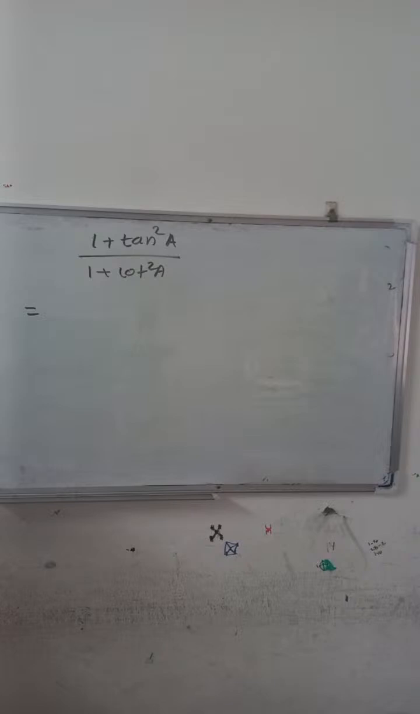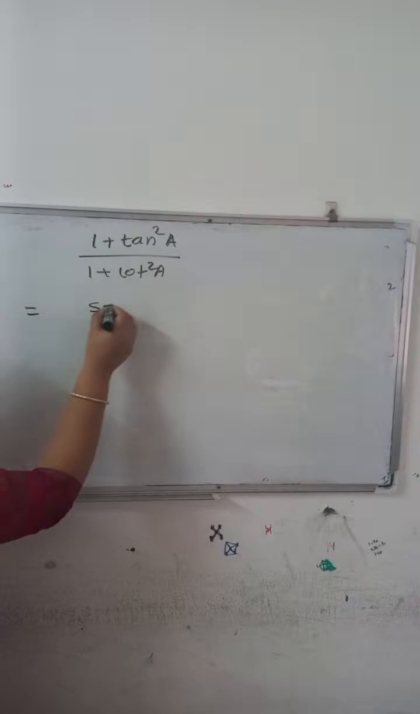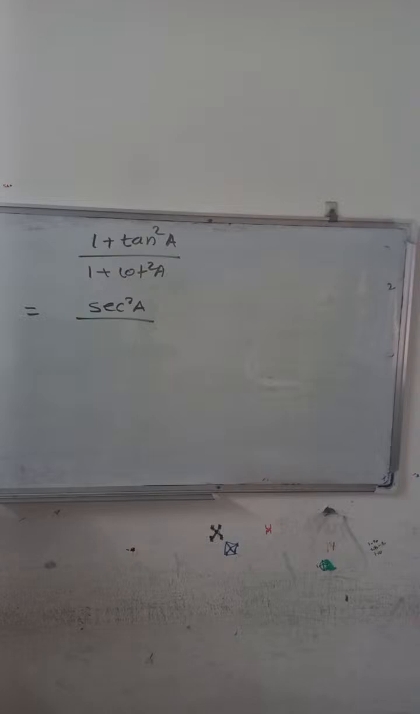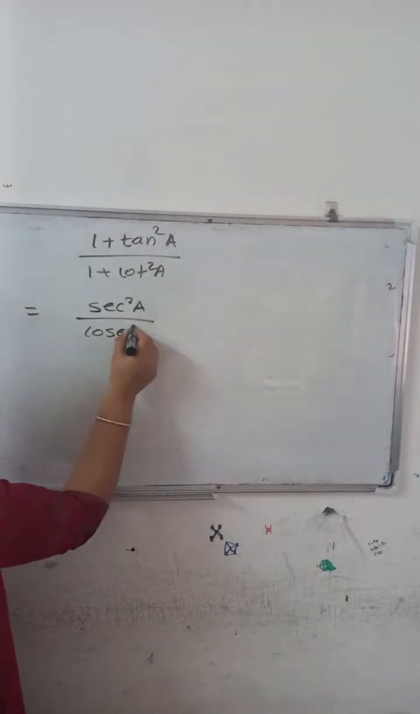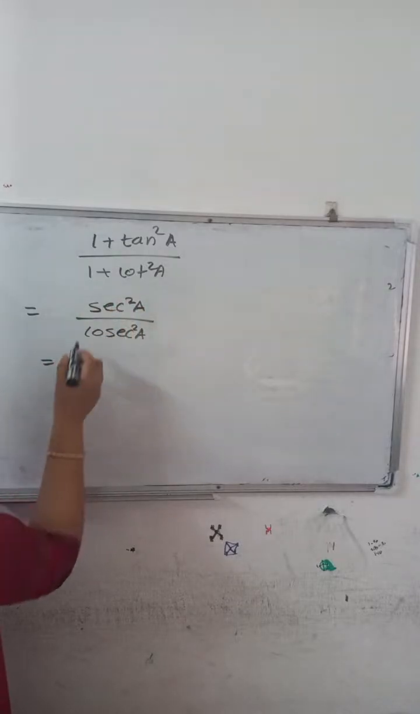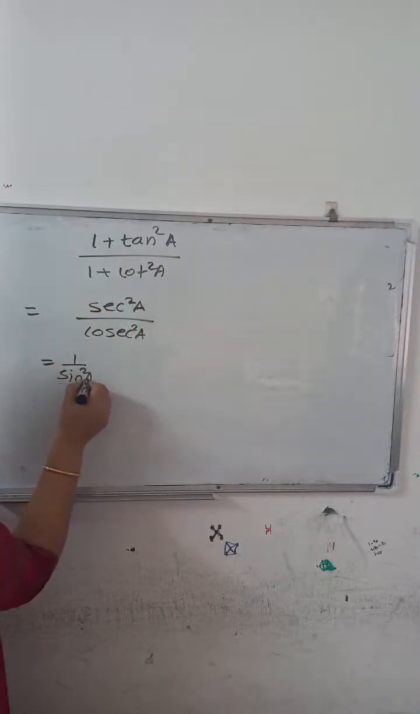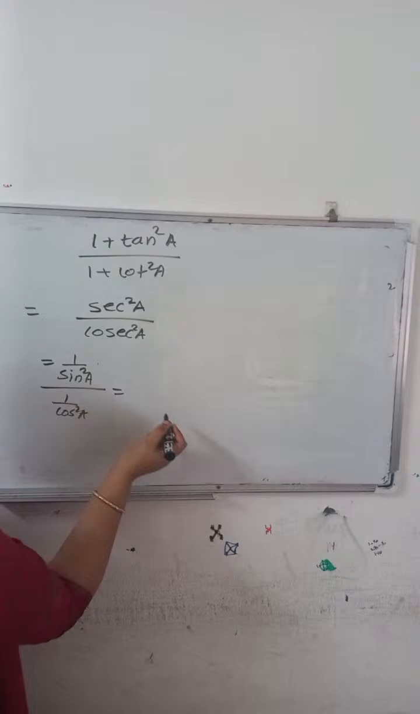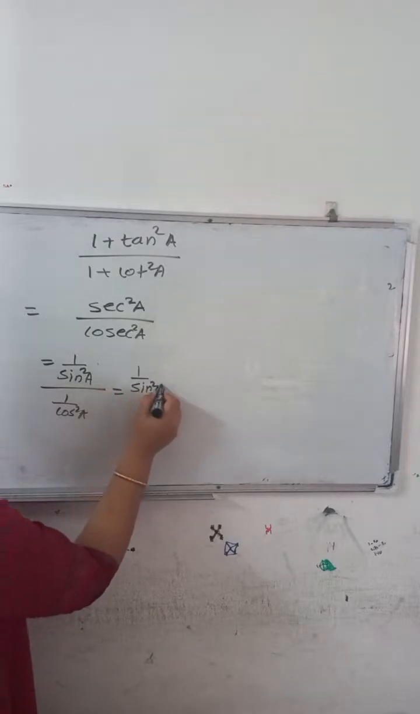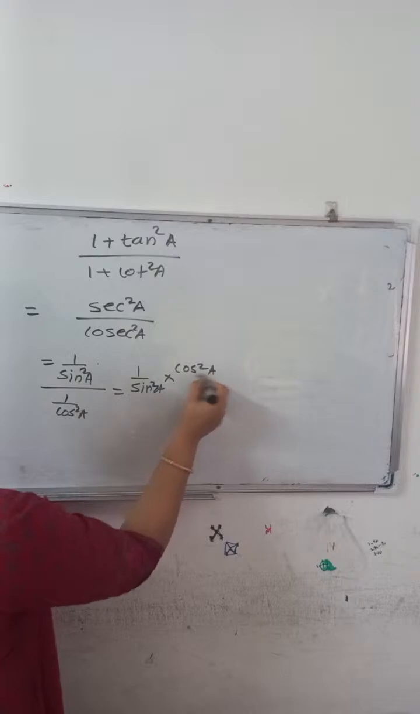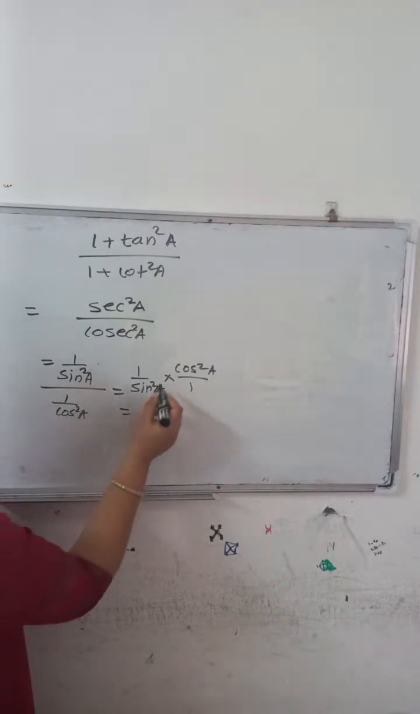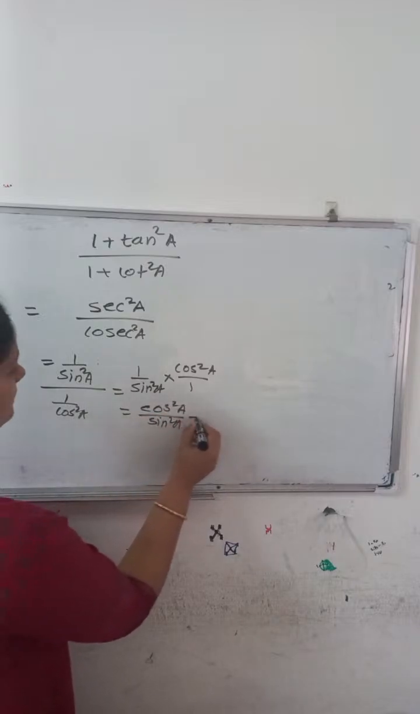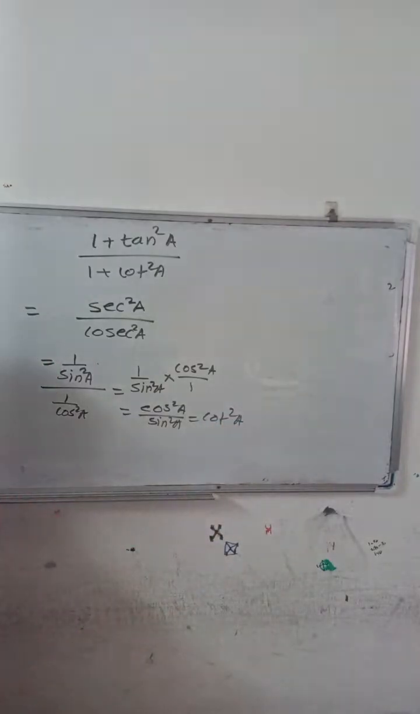So 1 plus tan square theta is nothing but we can write it as sec square theta, and 1 plus cot square theta is nothing but cosec square theta. So sec square is nothing but what? 1 upon sin square A upon cosec is nothing but 1 upon cos square A, and then we can write 1 upon sin square A into cos square A. We did a reciprocal here, no? So cos square A by sin square A is nothing but what? Cot square A. Can you get it?